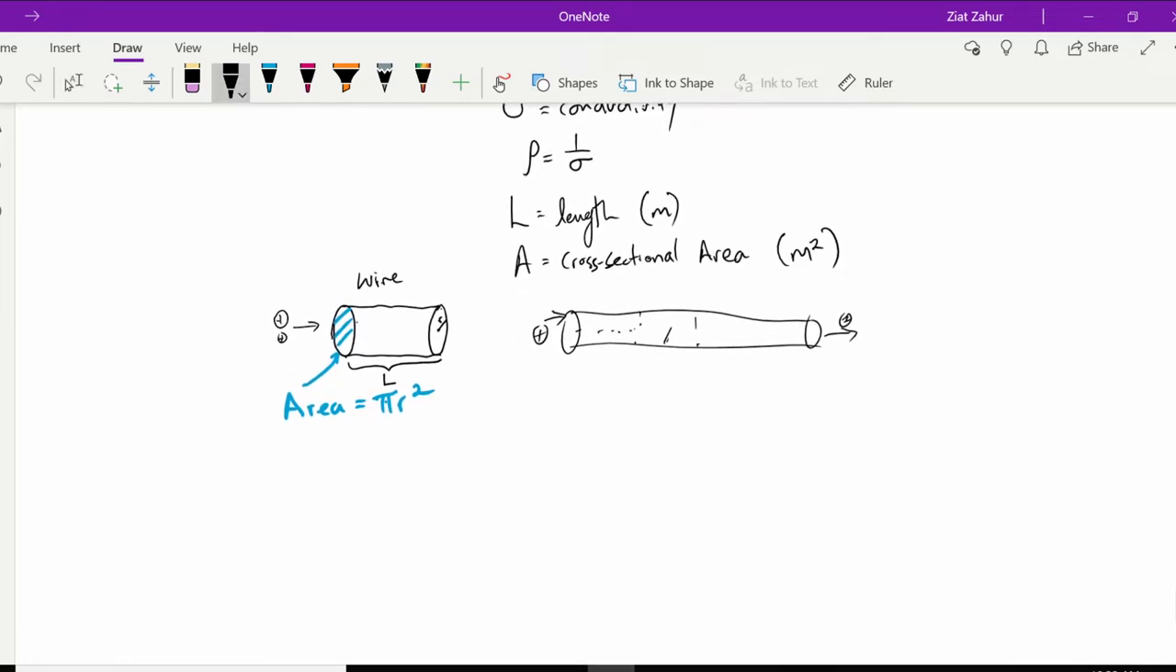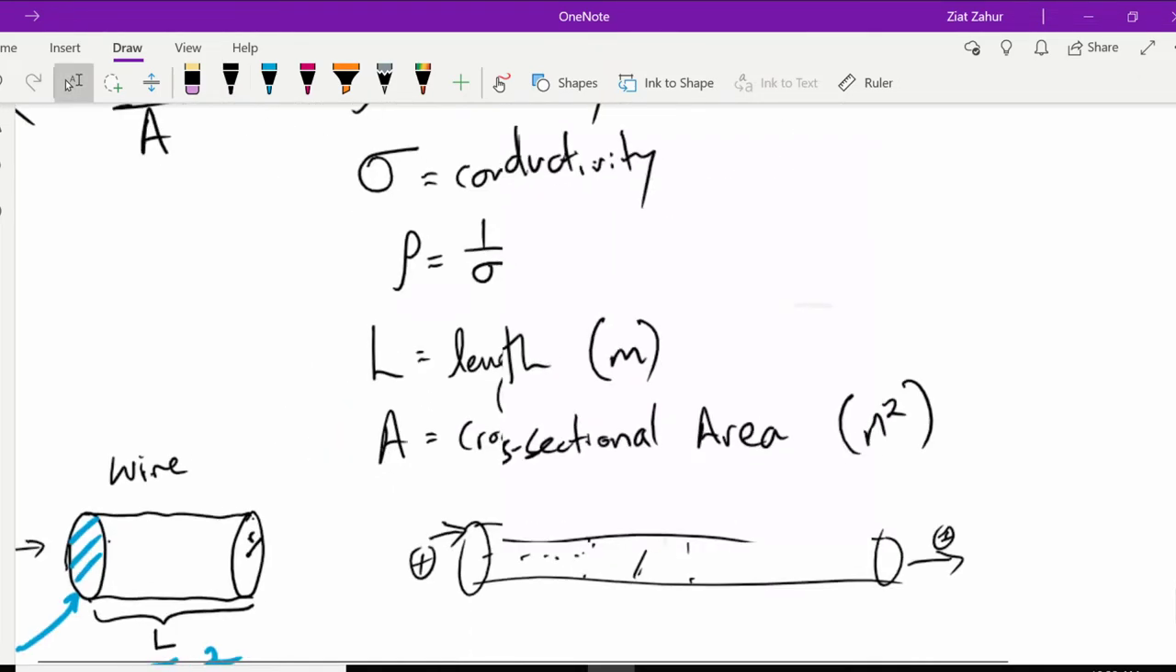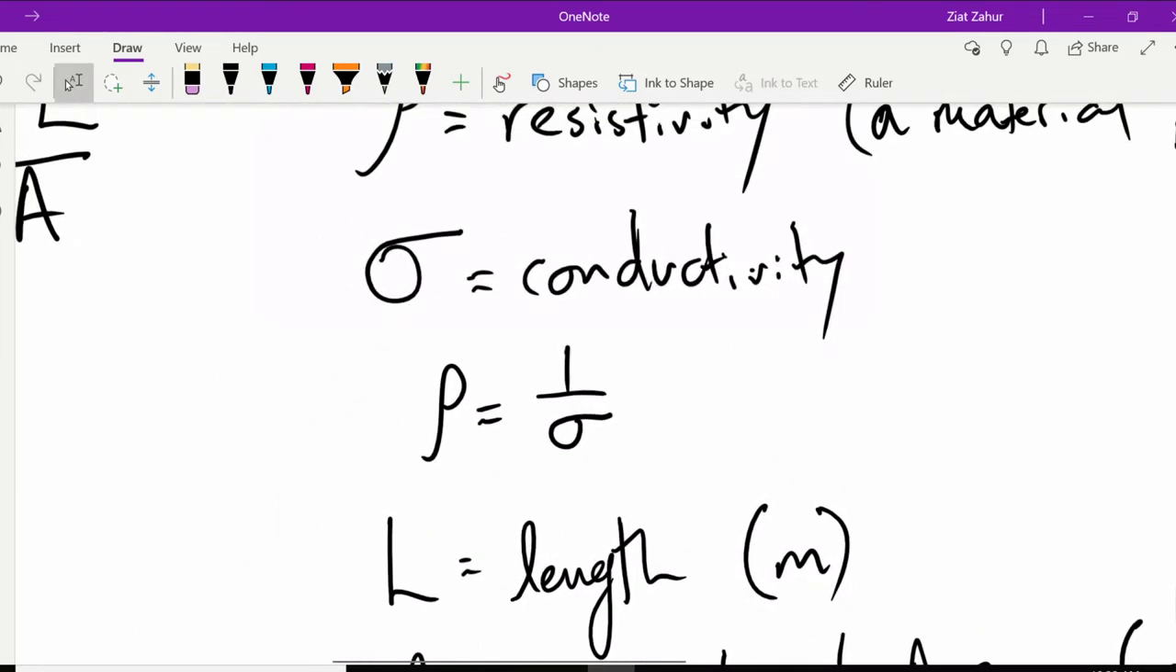And of course, if you have a bigger area, notice how the area is in the denominator. That's a one, because resistivity and area are inversely related.